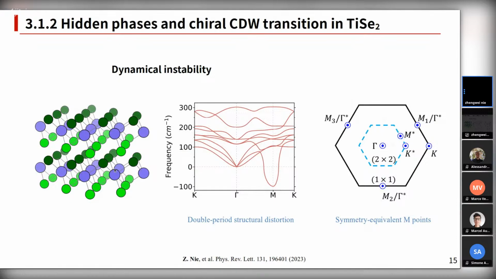This is the crystal structure of TiSe2. It has a layered structure, and different layers are coupled together by van der Waals interactions. And for the unit cell, we calculated its phonon spectrum. We can see that at the M point there is a huge soft phonon mode. It corresponds to a charge density superstructure with double periodicity.